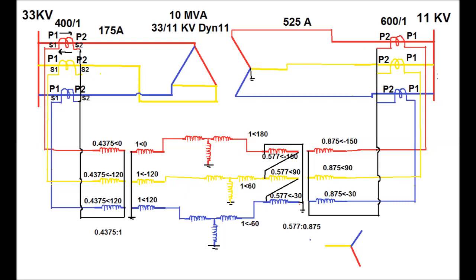Now for red phase, the differential current is the vector sum of 1 at an angle of 0 degree and 1 at an angle of 180 degree, which comes as 0. Similarly, for yellow phase, the differential current is 1 at an angle of minus 120 plus 1 at an angle of 60 degree, again which comes as 0. Again for blue phase, the vector sum of 1 at an angle of 120 plus 1 at an angle of minus 60 comes as 0. That is why the differential relay remains in stable condition by this arrangement.